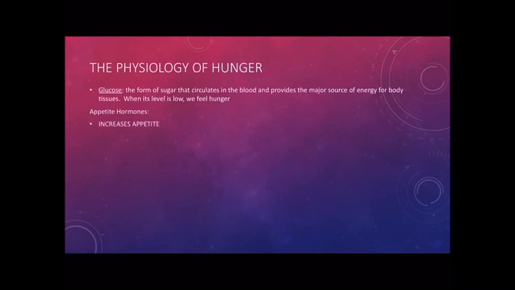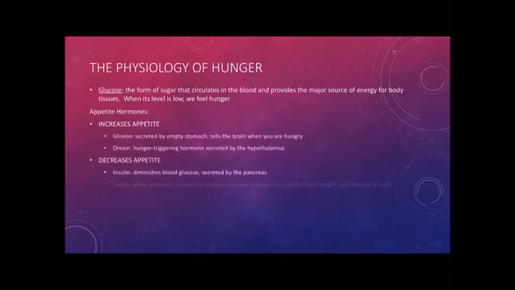So then you definitely want to know specifically about ghrelin and leptin. Ghrelin is the major hormone that stimulates your hunger. So ghrelin sends I'm hungry signals from your stomach to your brain, okay? Ghrelin increases your appetite. And so does orexin, which is secreted in your hypothalamus, but the two major ones that you definitely have to know are ghrelin and leptin.